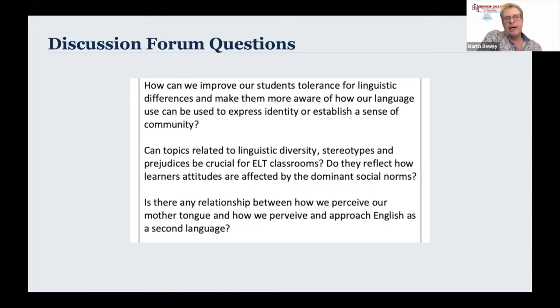So, for example, how can we improve our students' tolerance for linguistic differences and make them more aware of how our language use can be used to express identity or establish a sense of community? So these are questions that I've asked them, and they're thinking about linguistic differences and linguistic diversity, perhaps much more than they have done in the past. And they're now thinking about this from their students' perspective. Okay, and you get some very interesting discussions emerging from these forum posts.